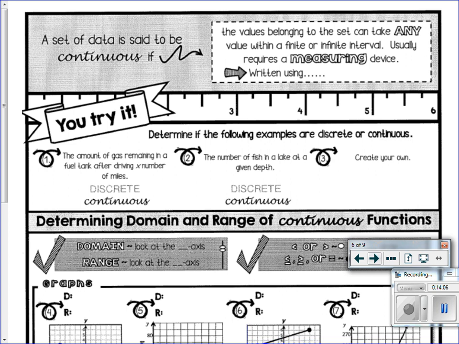If you don't have a discrete situation, that means you have a continuous situation. Continuous is when we can include all of the things in between. It's a range, it can be any number in between. So when we write it, we have to write our domain and range differently if we have continuous graphs. We write it with inequality notation.